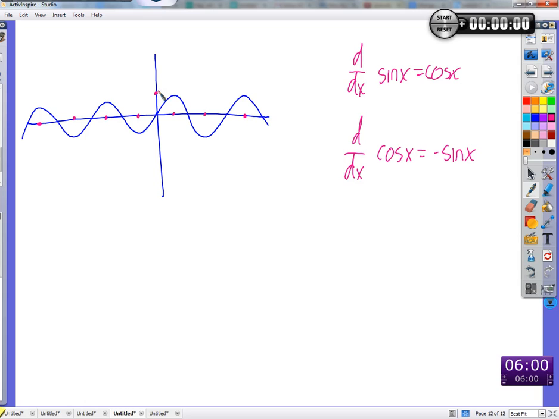So why'd you choose this? Because the slope at that point is the most positive that it's going to be. Very good. It's at the highest point. Right? And how big does that slope look like it is? One seems reasonable. It turns out you're right. It is one. Okay. Anybody else?